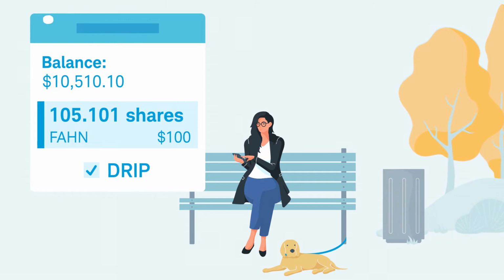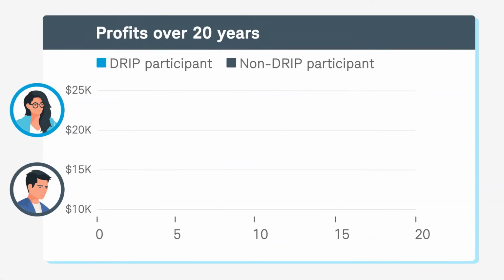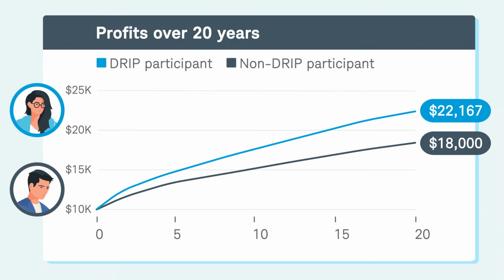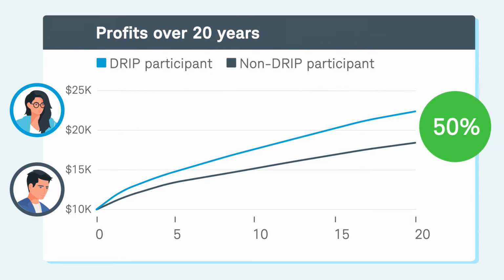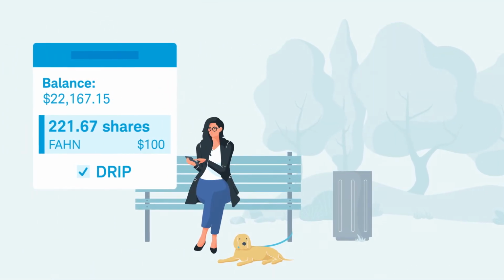Let's assume the stock's price is the same over the course of 20 years and has a steady dividend yield of 4%. For the investor who simply kept the cash from dividends, his initial $10,000 would now be worth $18,000. But for the investor who reinvested dividends, her initial investment would be worth more than $22,000. That's a 50% higher rate of return than the investor who kept the cash dividends. And this example doesn't even include potential gains from the stock's price appreciation.